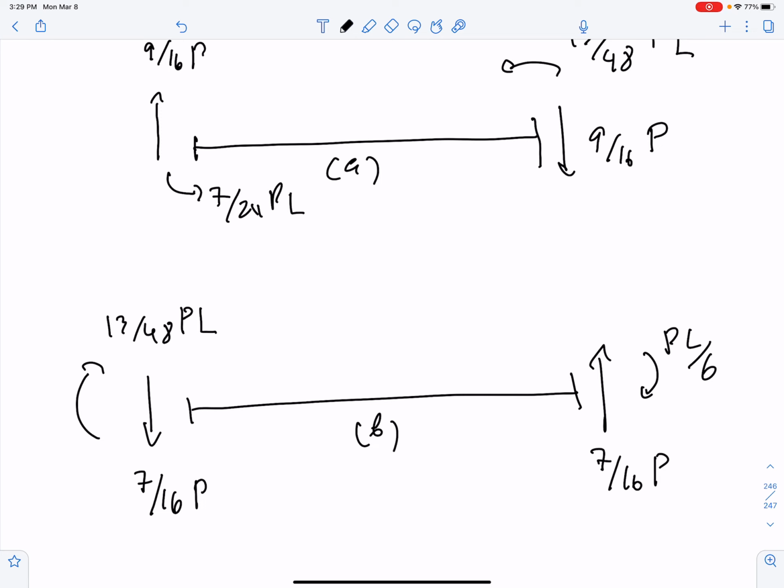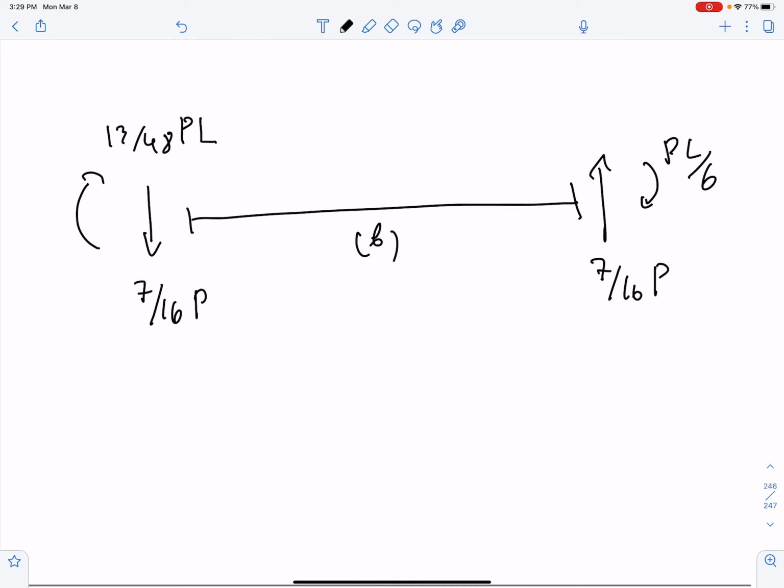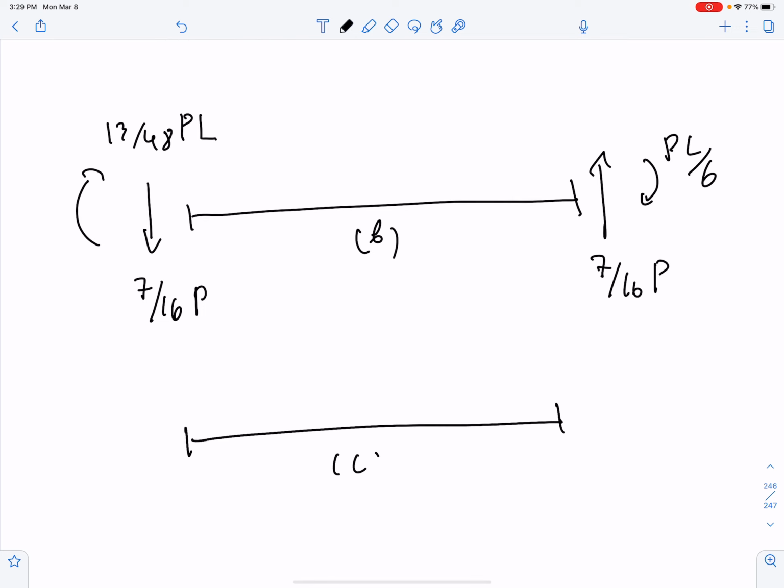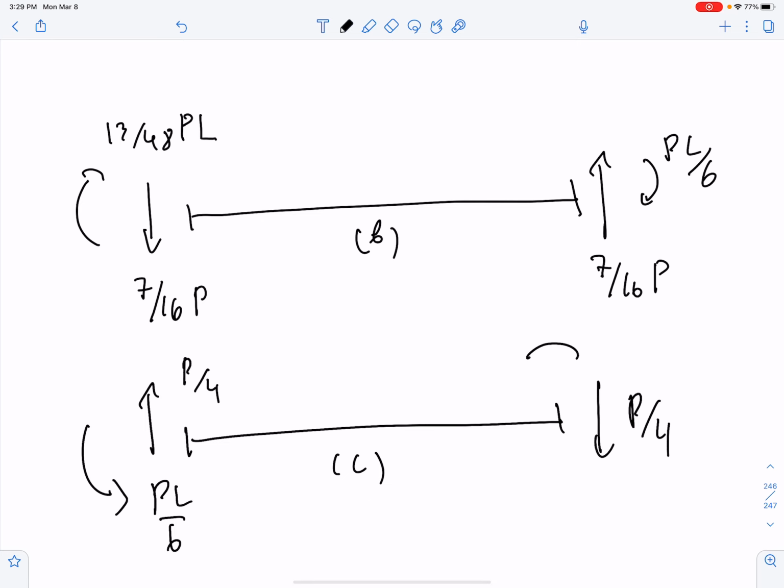Right. Finally, going through element C, we find positive and upward force, P/4, negative P/4, and then a moment acting in the counterclockwise direction of PL/6, and here counterclockwise PL/12.